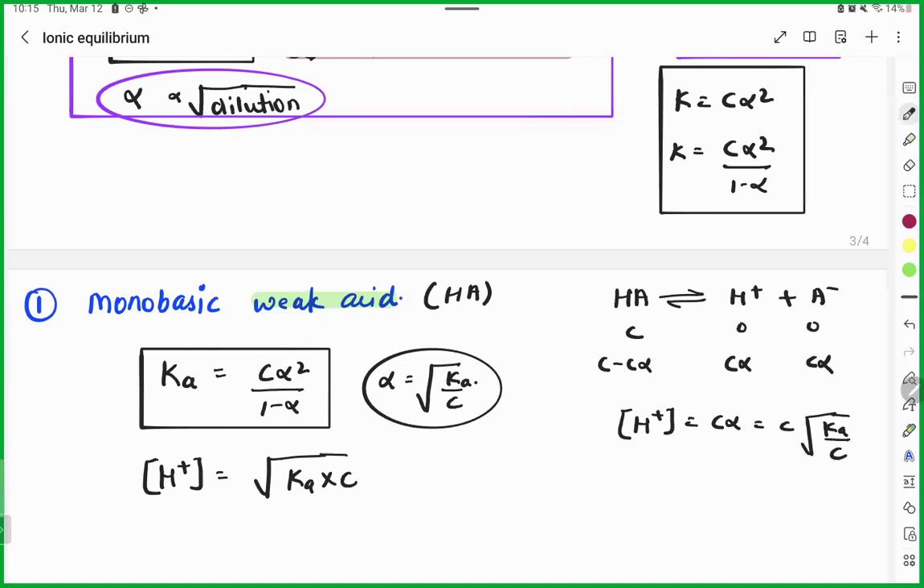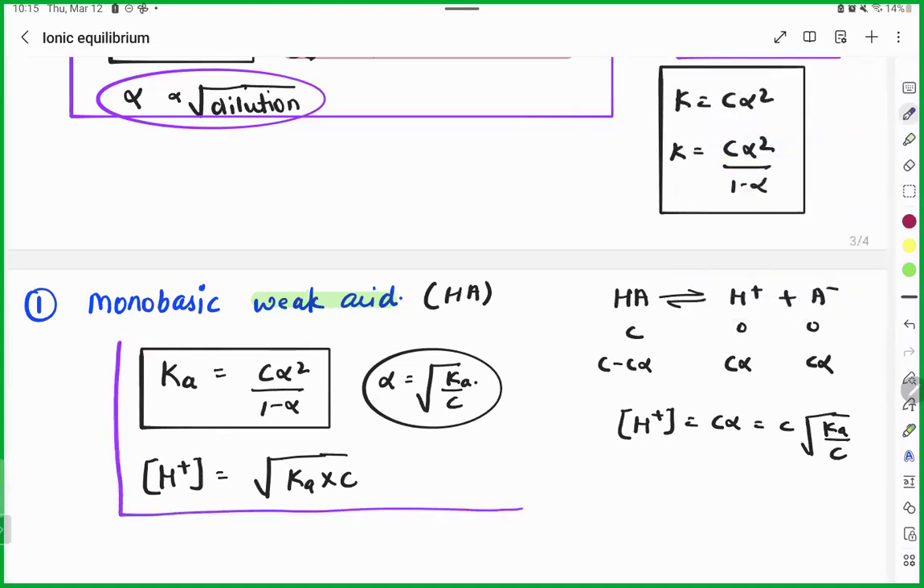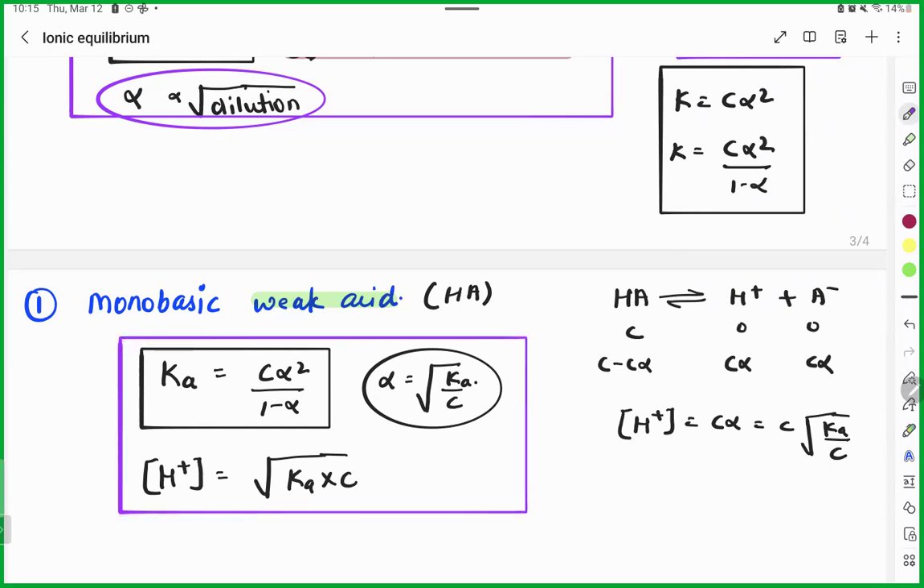C is the concentration. Tell me guys, whatever we did is just a replication of your physics work formula: force into displacement, cos theta angle. So work done is equal to F s cos theta. Any doubt, guys?